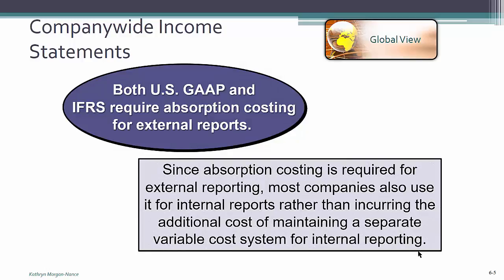Practically speaking, absorption costing is required for external reports in the United States. International financial reporting standards, we call these IFRS, also require absorption costing for external reporting. Due to the cost of maintaining two separate costing systems, most companies use absorption costing for their external and their internal reports. However, variable costing can be deployed outside of a costing system to evaluate profitability and improve decision making.